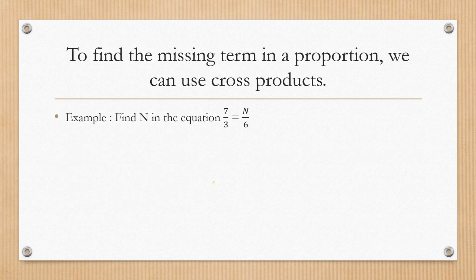Now, to find the missing term in the proportion, we can use cross products. A cross product is like this. So we have here 3n, because 3 times n is equal to 7 times 8, that is 56. So 56 divided by 3.